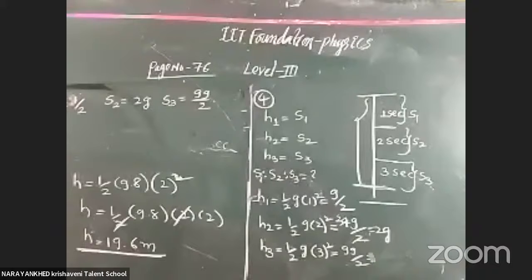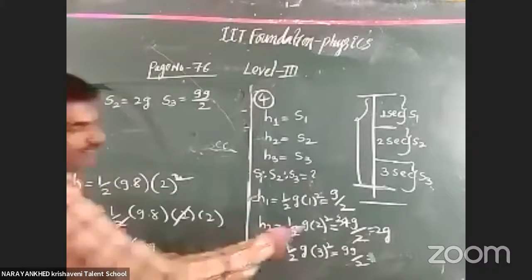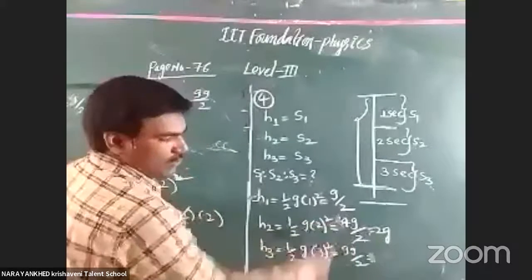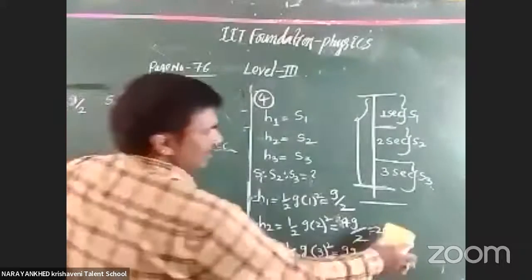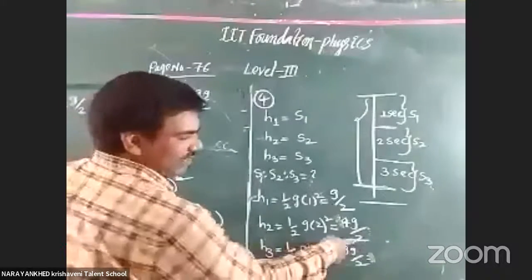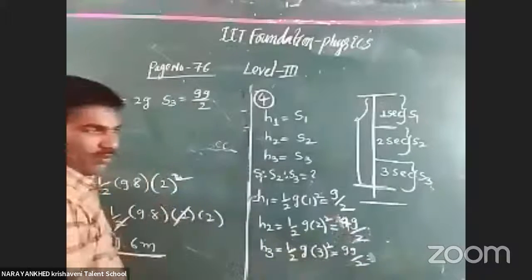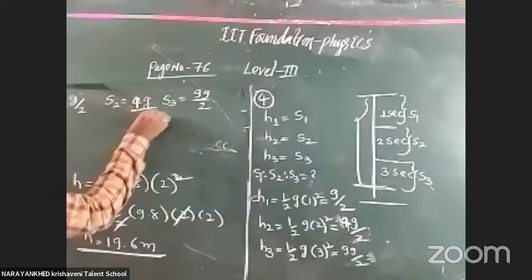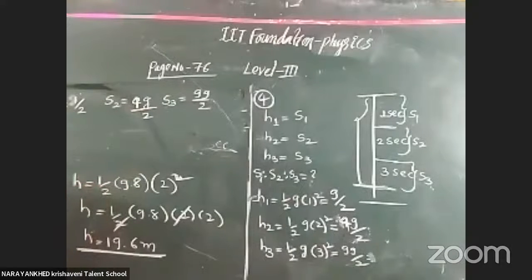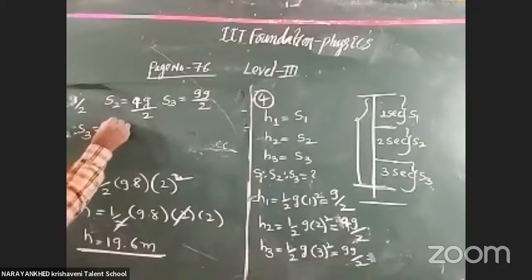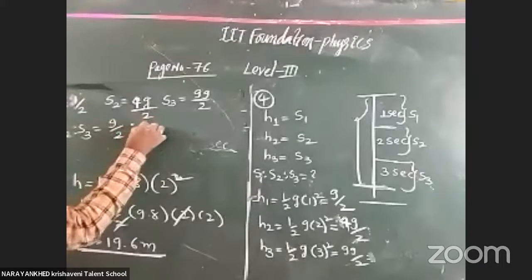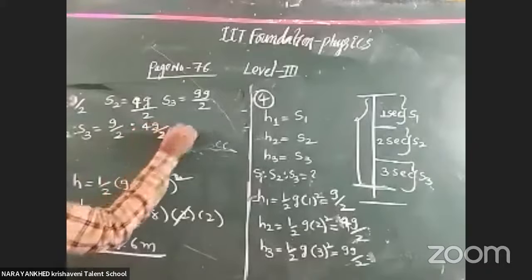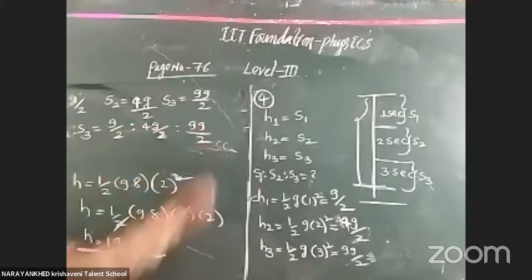Otherwise, for our easy purpose, we are taking it like this. Why? Because everything is in G by 2 terms. That is why we are also taking it as 4G by 2 only. It is easily matched to our answer. That is actually 2G only, but we wrote it in terms of G by 2. Why? Because 9G by 2 is there. Now S1 is G by 2, S2 is 4G by 2, S3 is 9G by 2. Got it or not?